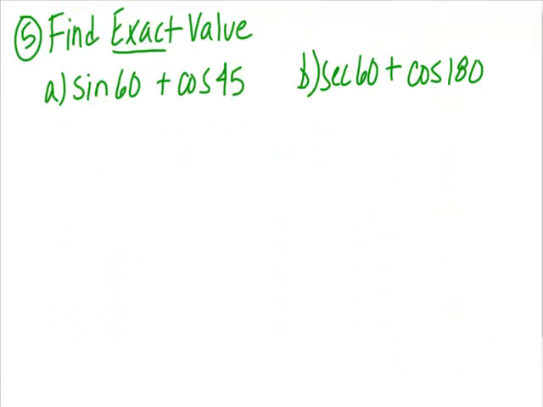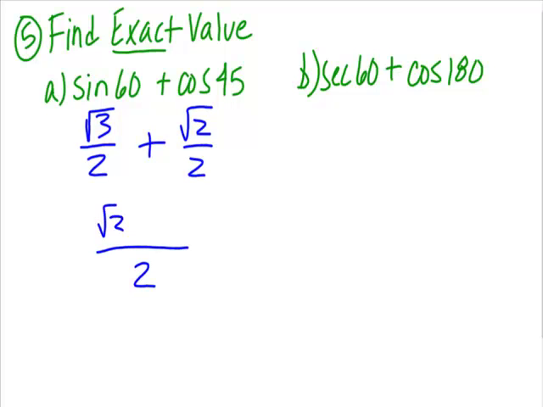Exact values. This is where knowing your unit circle or knowing how to cheat on your calculator comes into play. So the sine of 60, for me, I think the sine of 30 is a half, so the sine of 60, it has to be this radical: radical 3 over 2, plus cosine of 45, radical 2 over 2. Since I have a common denominator here, this is an easy one to just join up.